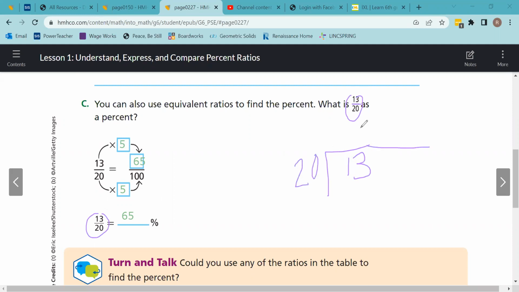20 doesn't go into 13. And sometimes kids panic. They're like, yep, you're right. It doesn't need to though. 20 goes into 130. Guess what we're going to get here? 65 over 100. Here's why it's important to know your decimals. 0.6. Think about what's coming here.